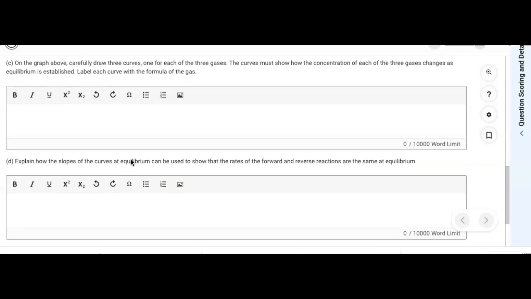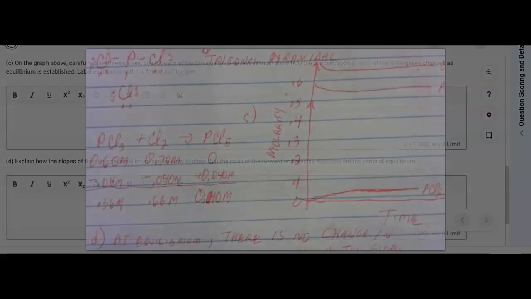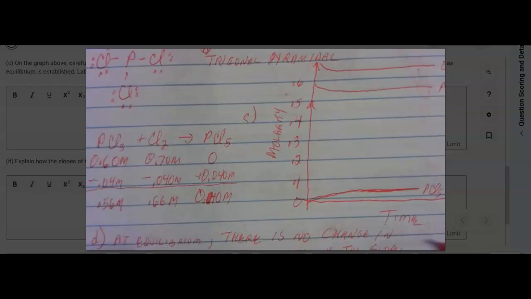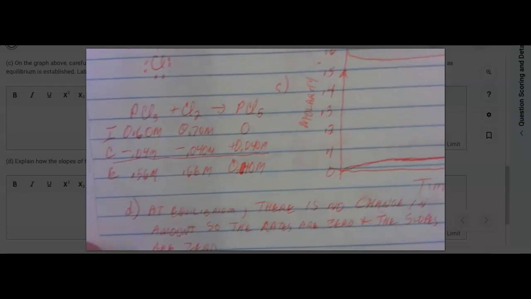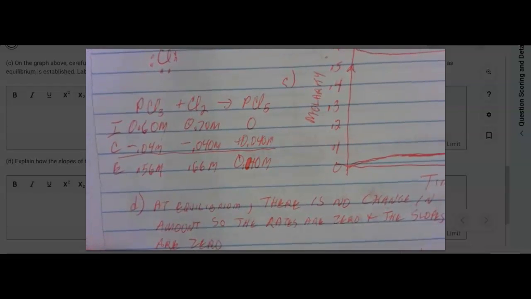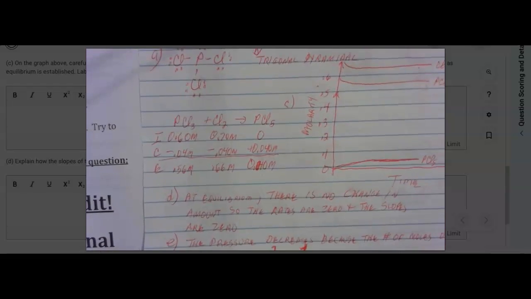Part D, explain how the slopes of the curve at equilibrium can be used to show the rates of the forward reaction and reverse reaction are the same at equilibrium. Well, the rates are based on the slopes. And we notice, if I shift screens again, when they're at equilibrium, the slopes are 0. So when the slopes are 0, they're equal without any question, and they are, in fact, 0 slopes. And so the rate would be effectively 0 because the reaction effectively stops. Okay.